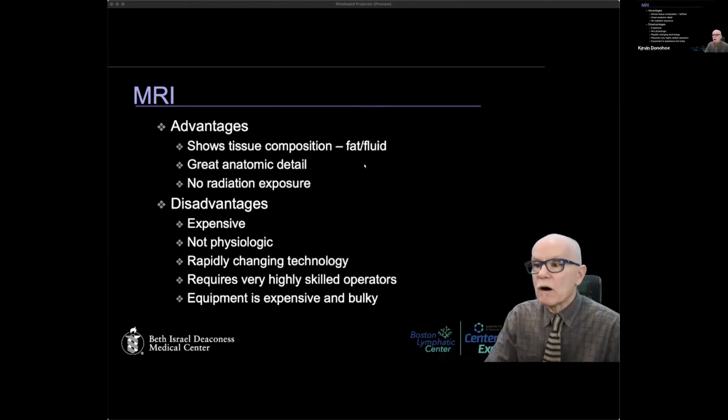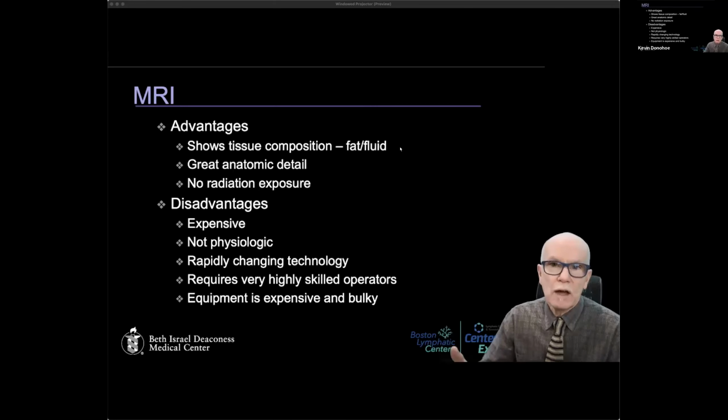The advantage of MRI is that it shows the tissue composition, fat and fluid, and we depend on MRI mostly for determining how much fat is there and how much fluid is there. If there's a lot of fluid, then we say, okay, you've got to do more compression, more massage, that kind of thing to get the fluid out of there. If there's a lot of fat there, we may say, okay, now we're going to do some debulking. It gives great anatomic detail, as you can see, and there's no ionizing radiation exposure.